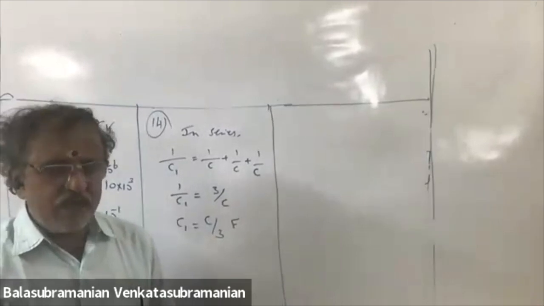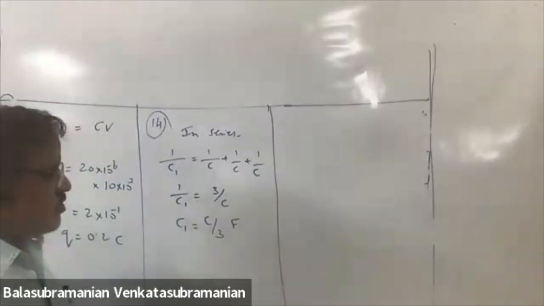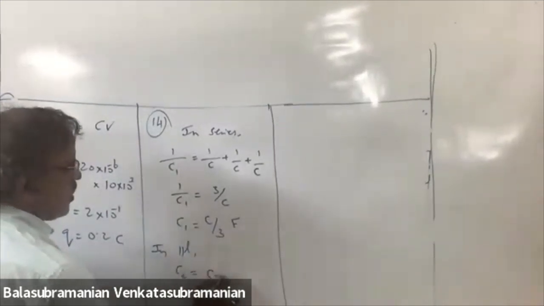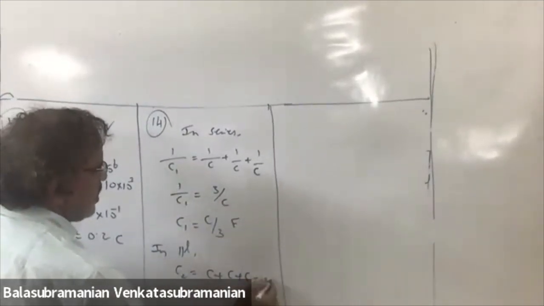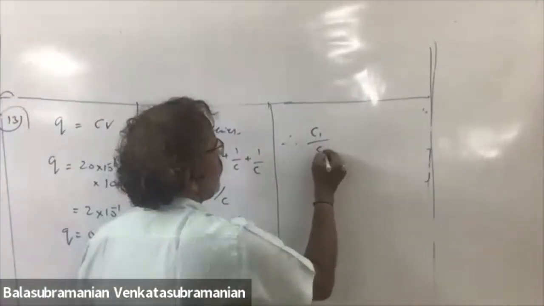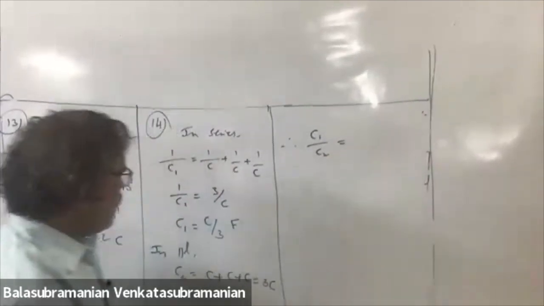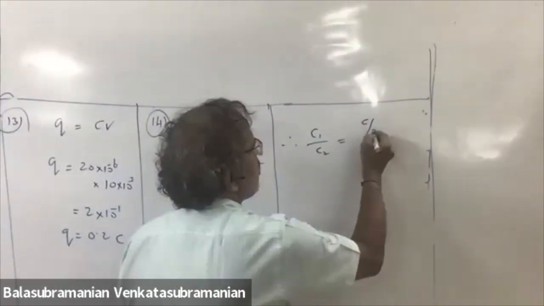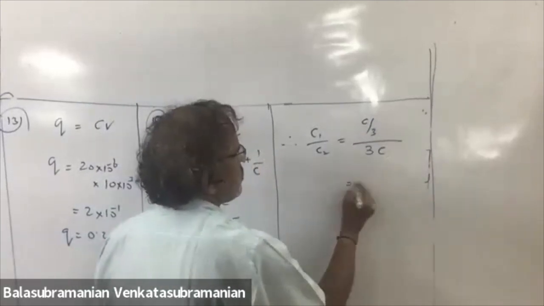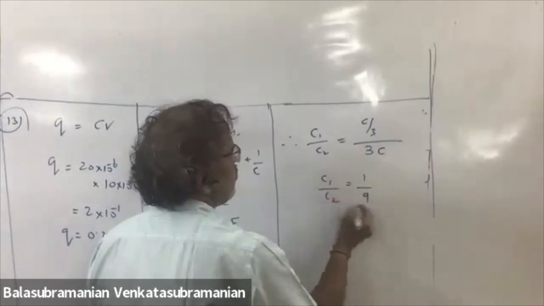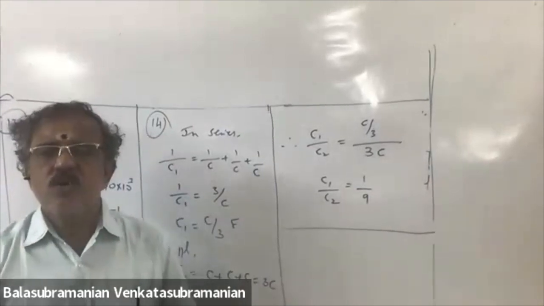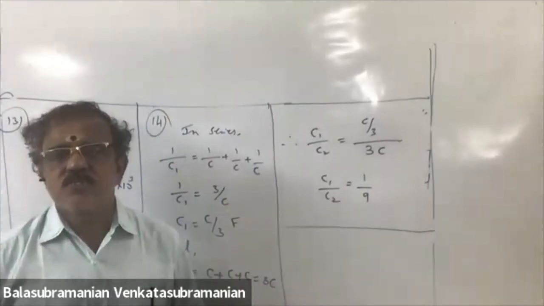In parallel, net capacitance is C2. In parallel, C2 is equal to C plus C plus C, that is 3C. Therefore, the question is C1 by C2. C1 is C by 3, C2 is 3C. C cancels. So C1 is to C2 is equal to 1 is to 9. That is the answer.